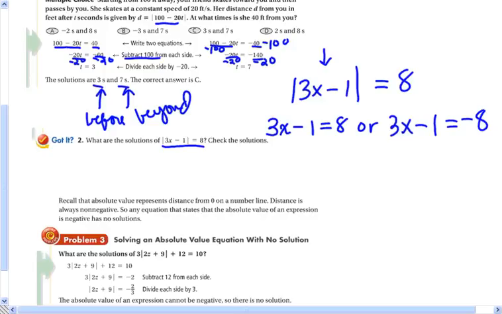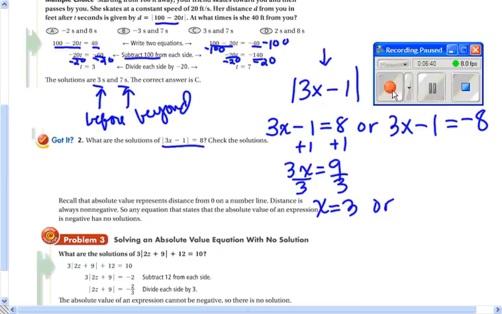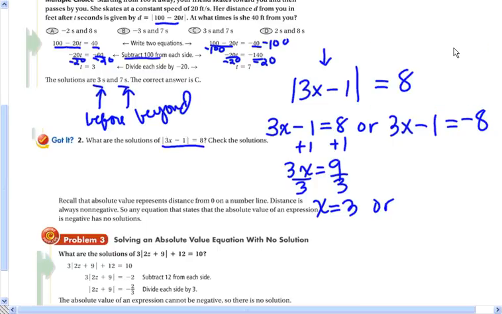So we get 2 equations like this, and then to solve them, we're going to add 1 to both sides here. And we get 3x equals 9. Then we'll divide by 3, and we get x equals 3. Or over here, we'll add 1 to both sides, and when we do that, we get 3x equals negative 7, and then we're going to divide both sides by 3, and we get x equals negative 2 1/3, or negative 2.3 repeating, however you want to look at it. So there's 2 solutions, and you might want to check those solutions in the original equation.